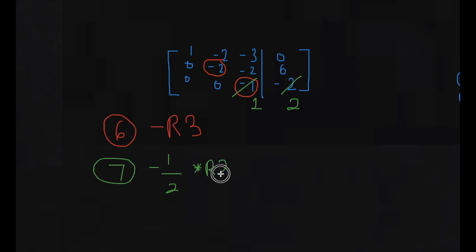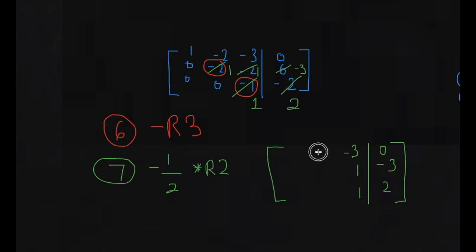Negative 1/2 times everything in row 2 will give us 6 times 1/2 is 3, and times the negative is negative 3. 2 times negative 1/2 is going to be 1, and this negative 2 is going to be 1. So the final matrix that we end up getting: 0, negative 3, 2, 1, 1, negative 3, negative 2. Now this matrix is in row echelon form because we have 1s along the diagonal and 0s underneath.